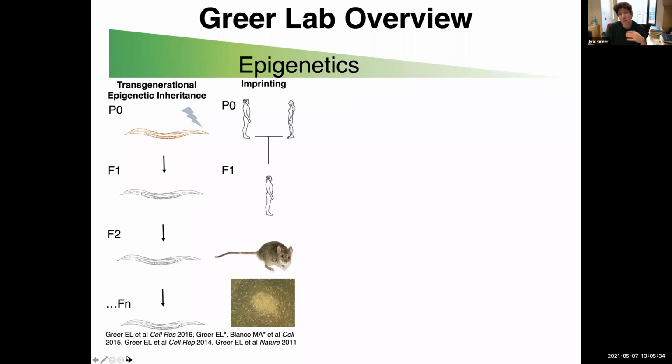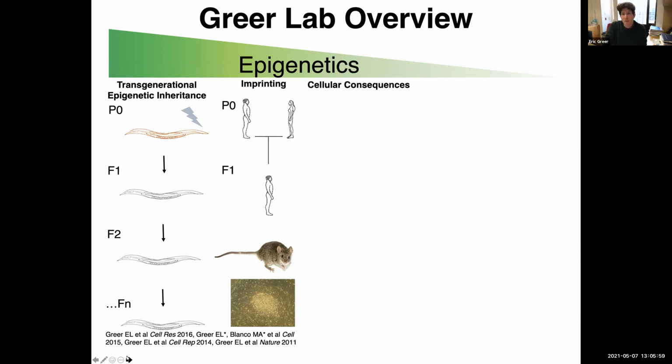On the next layer down, we study imprinting, which is non-genetic information being passed from parents to their children and no further. This work we primarily do in human cell lines and in mice to try to identify how imprinting is established, how it's maintained, and potentially how to reverse it to rescue some of these very debilitating imprinting disorders which happen in children.